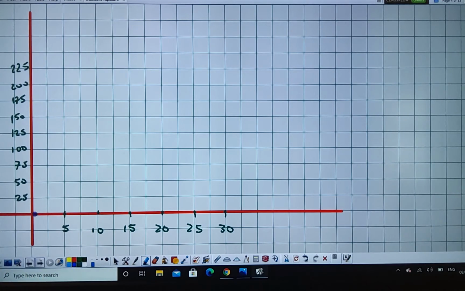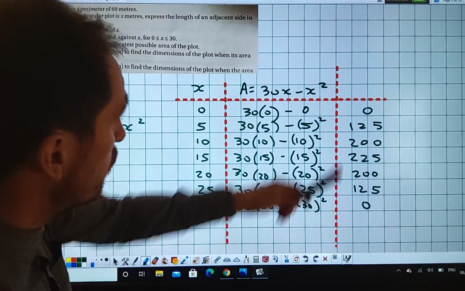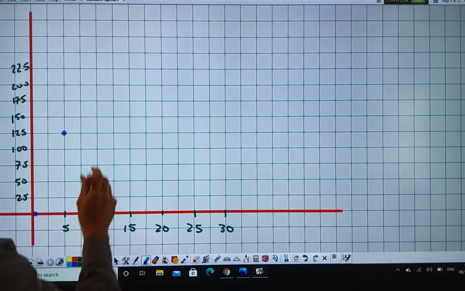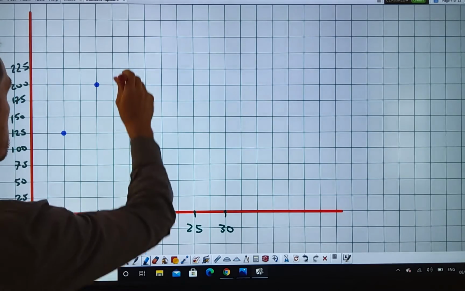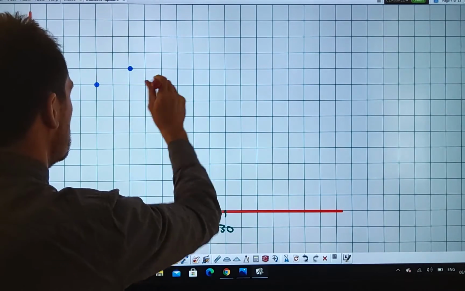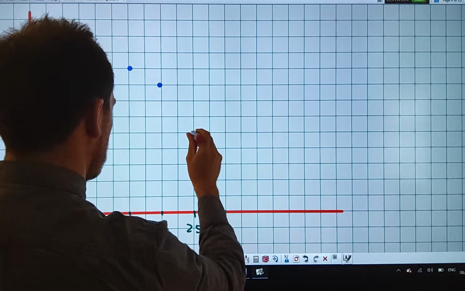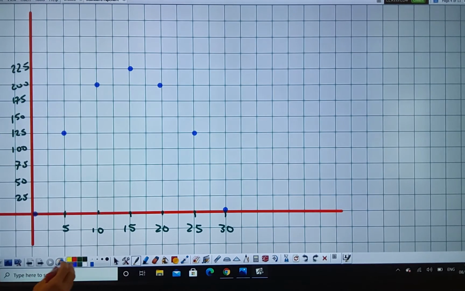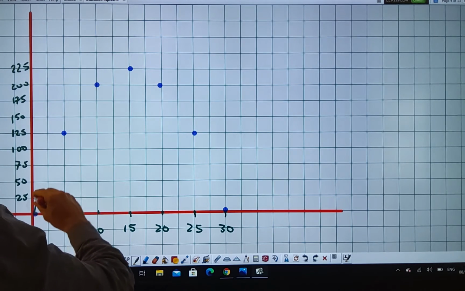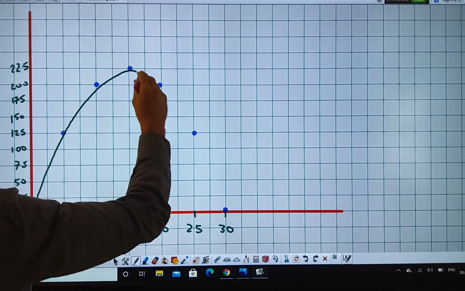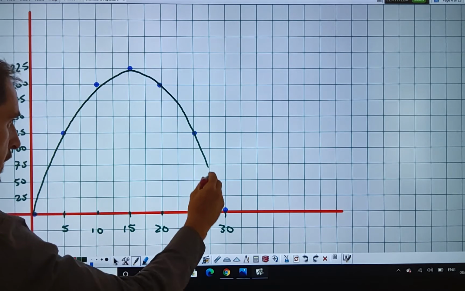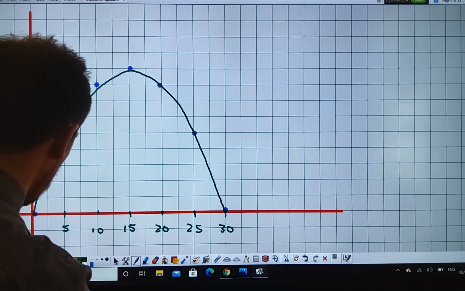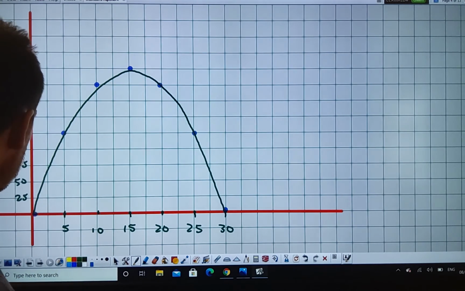For 5, it was 125. For 10, it was 200. For 15, it was 225. For 20, it was 200. For 25, it was 125. And for 30, it was 0. So that's my graph there, like that. So then I can draw it like this. I don't have the steadiest of hands, but roughly, that's what you get. Okay, that's your graph.